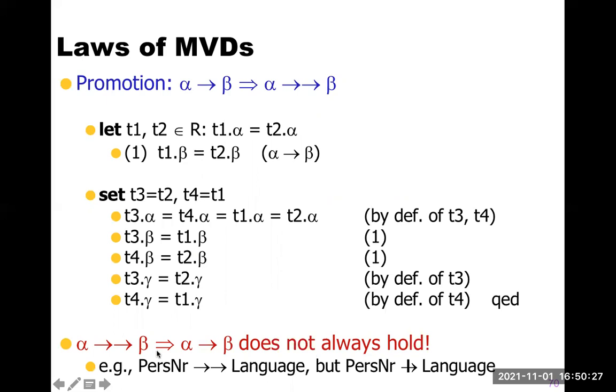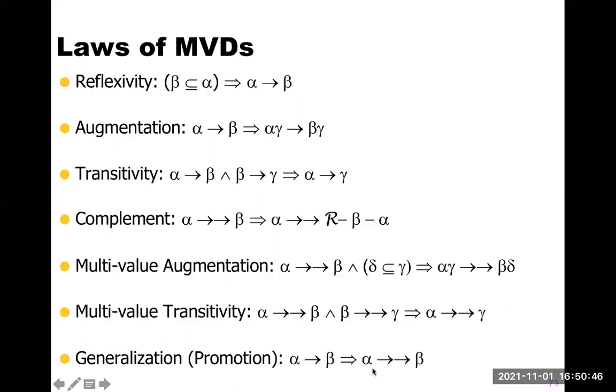So we can't deduce it for sure. So if language has a multi-value dependency on person number, that doesn't mean that language depends functionally on person number.